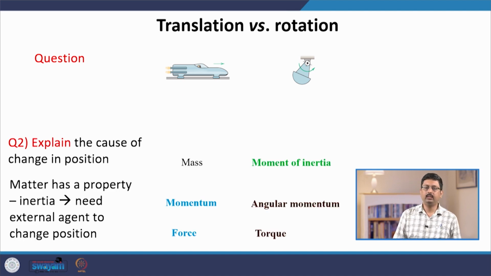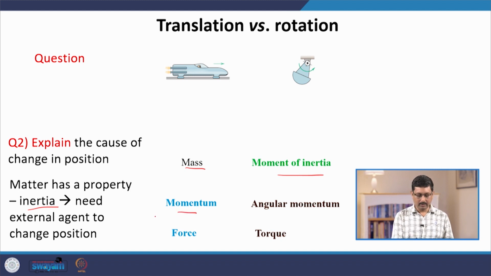The second question is, what is the cause of that change in position? Why is the object changing position? How do we explain that? This requires the laws of motion, and here one important quantity that every object has is something called inertia, which in the case of translation enters as the mass of the object. In the case of rotation, it enters as the moment of inertia in the laws of motion.